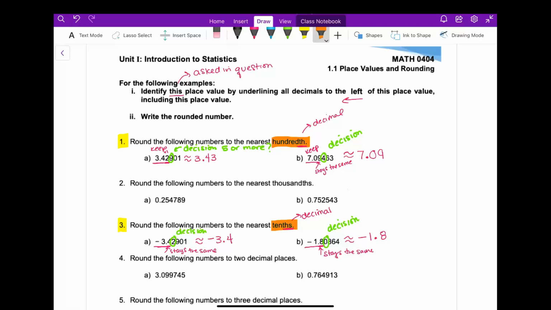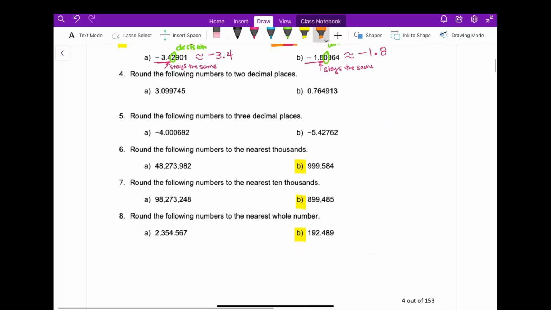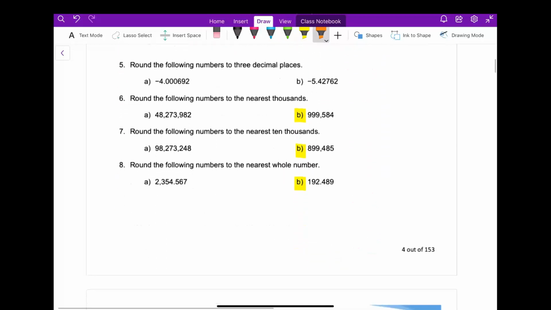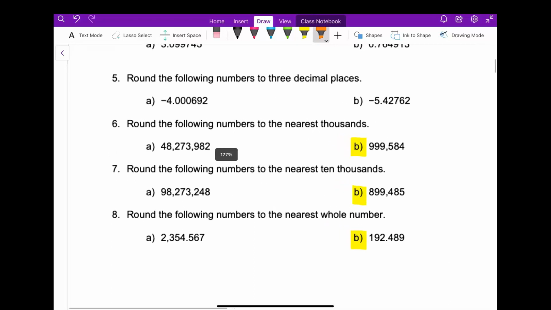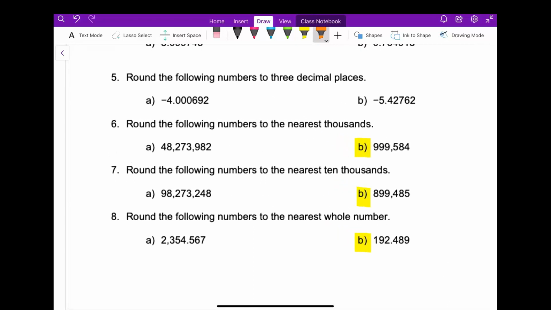Math 0404, continuing section 1.1, place values and rounding. We're going to be looking at number 6, and we will be doing part B of each of these. It says round the following numbers to the nearest thousands.